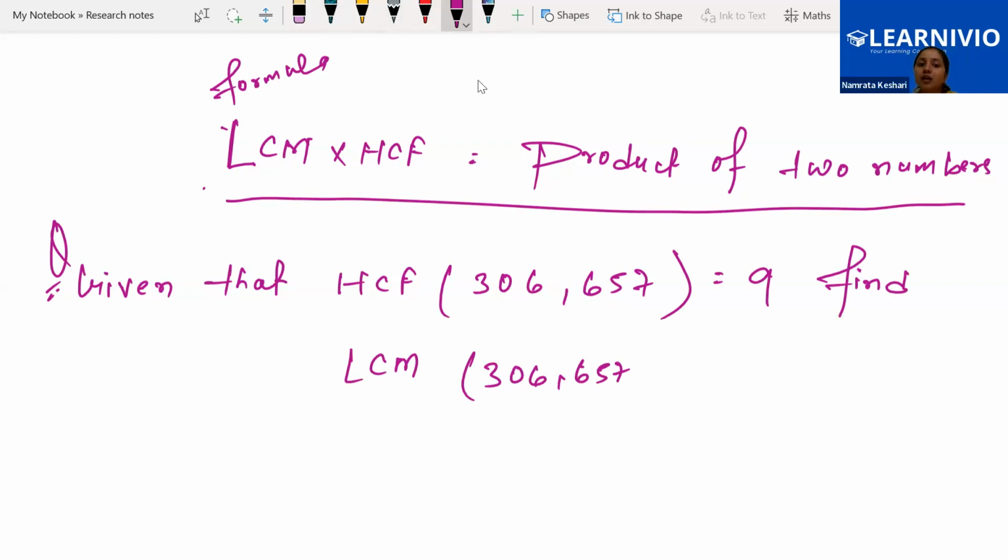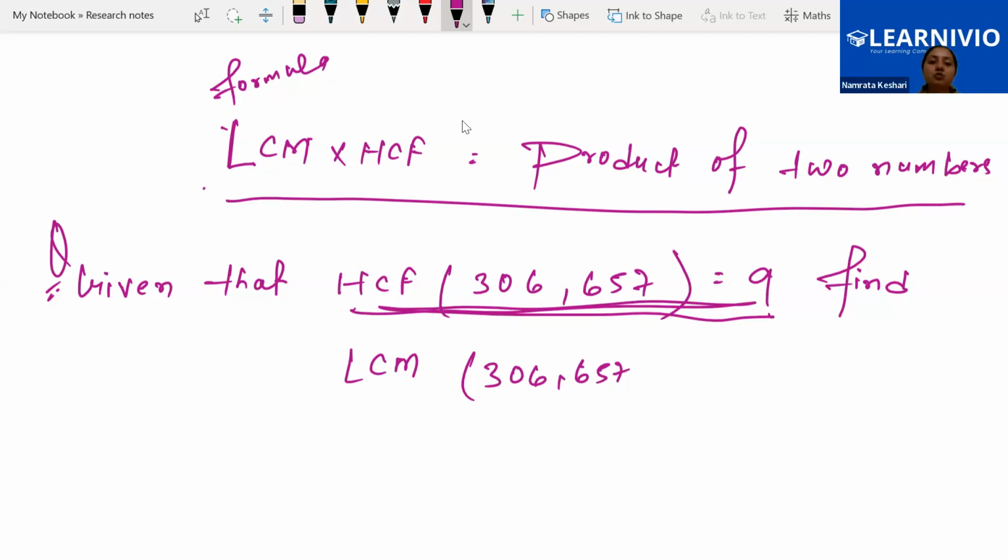See carefully the question. It is given that the HCF of these two numbers is 9. Find the LCM. Do we find the LCM by prime factorization? No. Find the LCM by using the formula which is the relation between HCF and LCM. That's why this HCF is given. If we had to use prime factorization, we would do the prime factorization of 306 and 657 and see what the LCM is. Then why would this HCF be given in this question? Since this HCF is given, we have to use it.